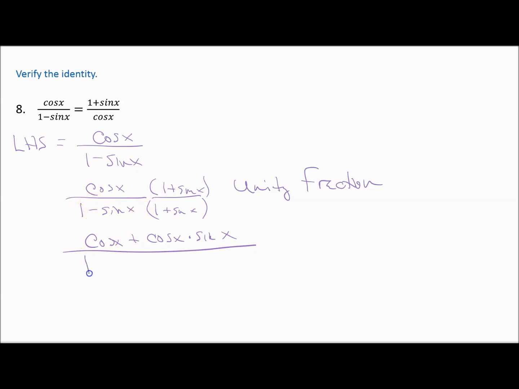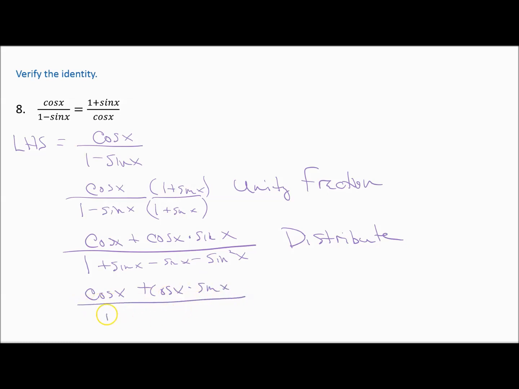So I got 1 times 1 is 1. 1 times sine of x is plus sine of x. And then minus sine of x times 1 is minus sine of x. Minus sine of x times sine of x is going to be minus sine squared of x. These two terms cancel each other out. What I did was I used the distributive property twice, in the numerator and the denominator. Conjugates are always going to have these middle terms cancel out when you multiply them together. So I have cosine of x plus cosine of x times sine of x over 1 minus sine squared of x.